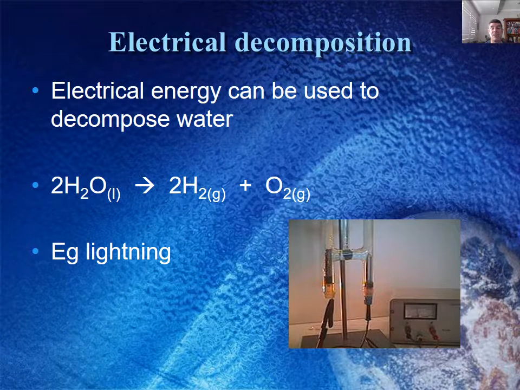Electrical decomposition is the second type of decomposition, and this is something that you may have seen used in a voltameter, which is used to decompose water into its constituent elements with electrical energy. So you can see here's the equation for water, the breakdown of water into hydrogen gas, which we can test using a pop test, and oxygen gas, which we can test using the glowing splint test.